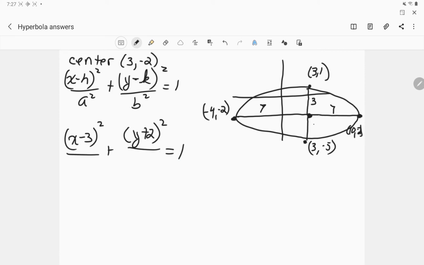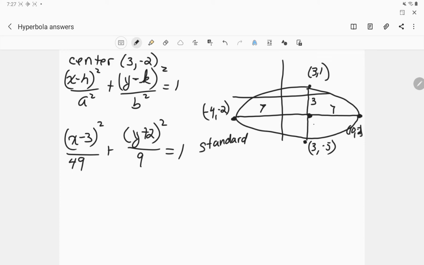Now my a squared, a is the distance from the center along the major axis to the outside. So we went 7 squares, so my a is 7. So 7 squared would be 49. My b is going to be 3. So 3 squared is 9. So I now have it in standard form.